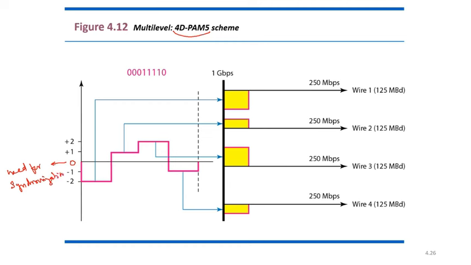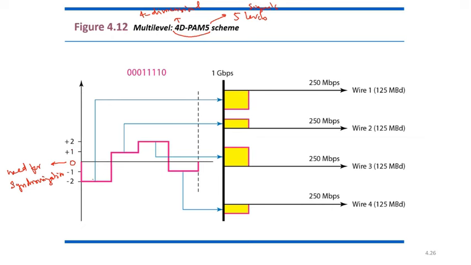So this 0 level is used for synchronization, and for data encoding, plus 2, plus 1, minus 1, minus 2 are used. This is pulse amplitude modulation. 5 stands for 5 signal levels, and 4D means 4 dimensions. Because there are 5 levels, out of that the 0 level will be used only for synchronization. So for data encoding, it will have only 4 levels.